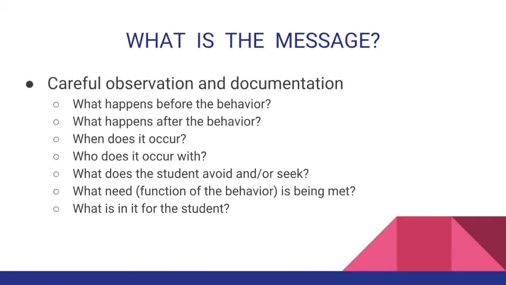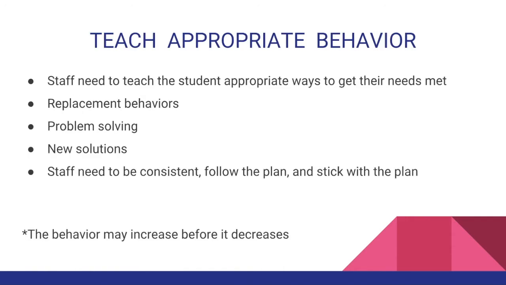What's the message? Making sure that we have careful observation and documentation. We need to look at what happens before the behavior occurs, what happens after the behavior, when does it occur, who does it occur with, what do we think the student is trying to avoid and/or seek, what need or function of the behavior is being met, and what is in it for the student.